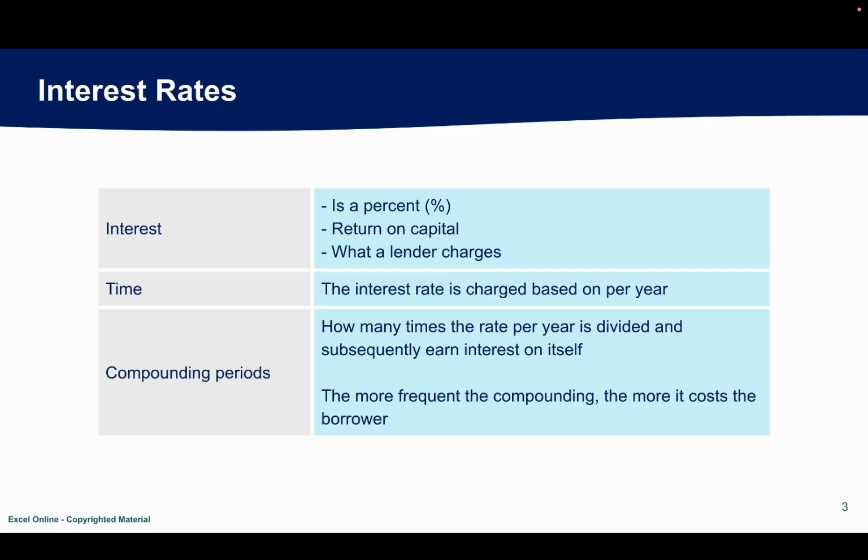If we have a $100 loan at 10% compounded semi-annually, the 10% is compounded twice a year. So we divide the 10% by 2 to get 5%. The 5% is charged 6 months into the year, making the debt now $105. Then, at the end of the year, the 5% is charged again, but it's charged to the balance of $105, and the debt becomes $110.25.